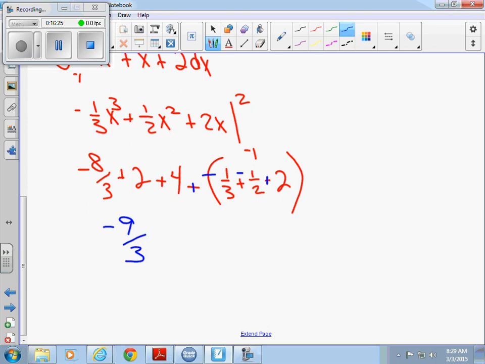Let's think about that. 2, 6, 7, 8. So -9/3 is -3. Right, so I get 5 minus 1/2, 4.5. You can either write it as 4.5 or you can write it as 9/2.